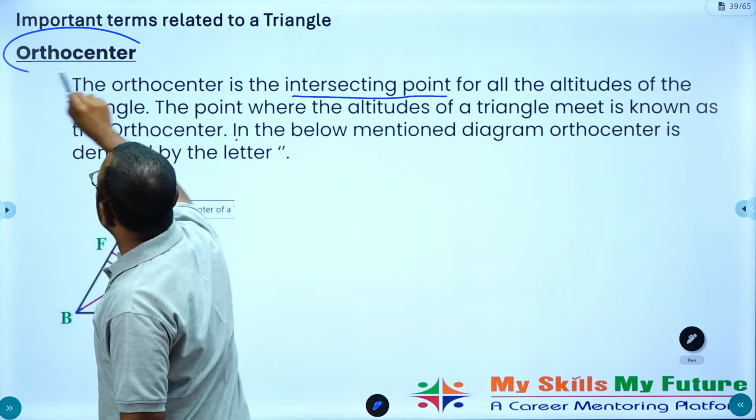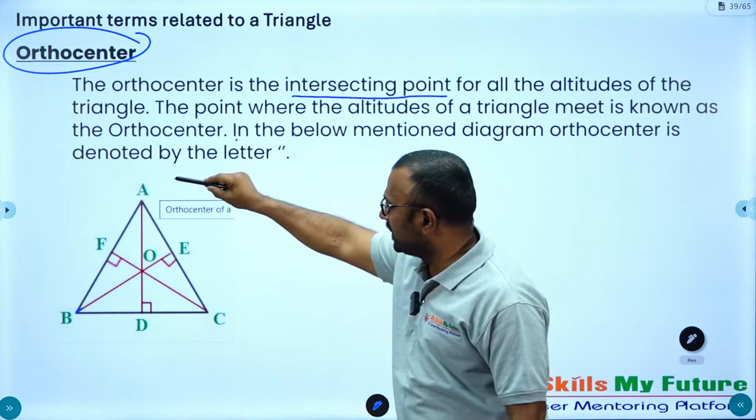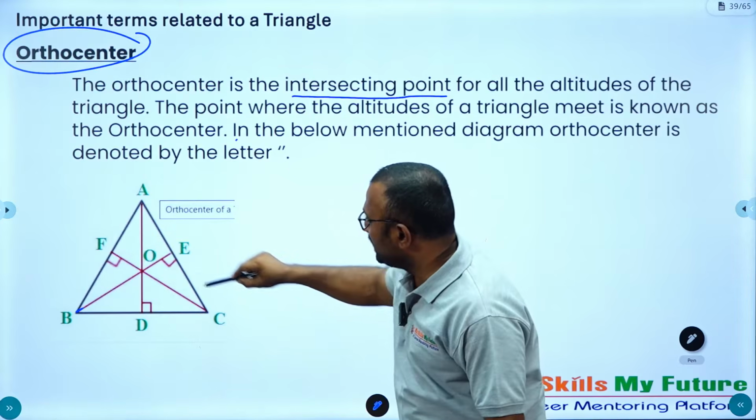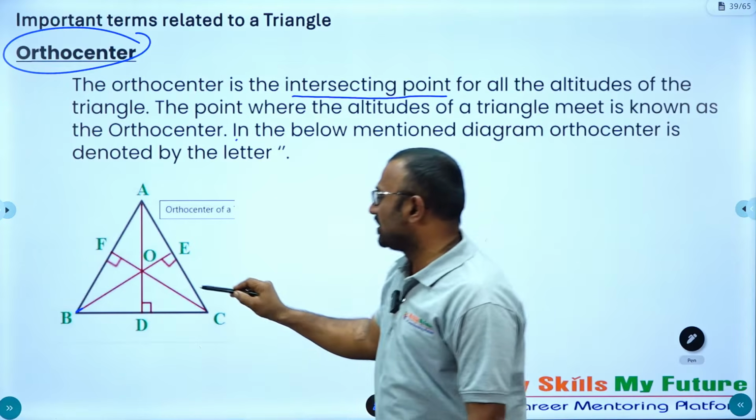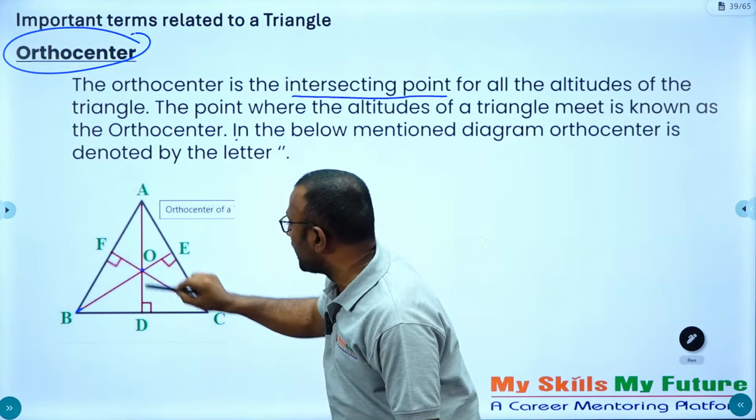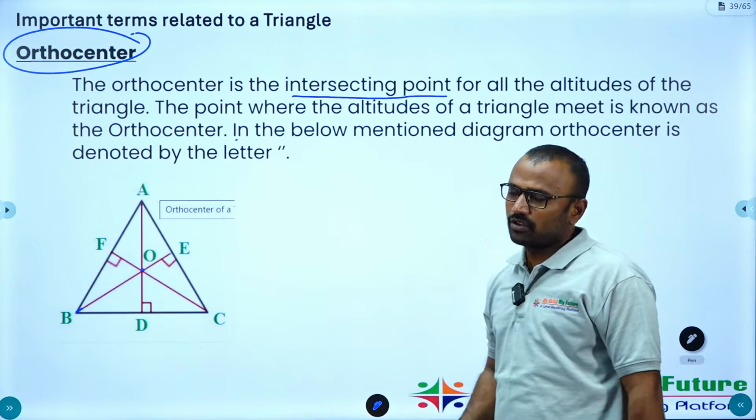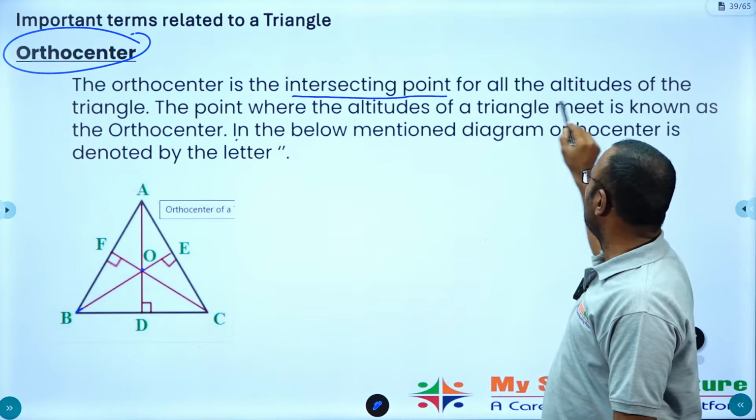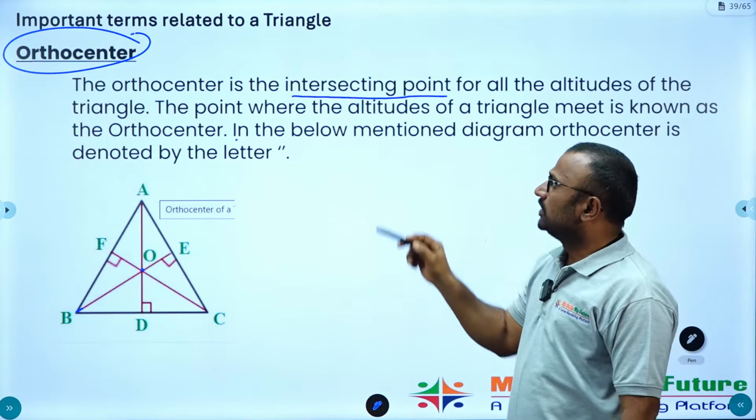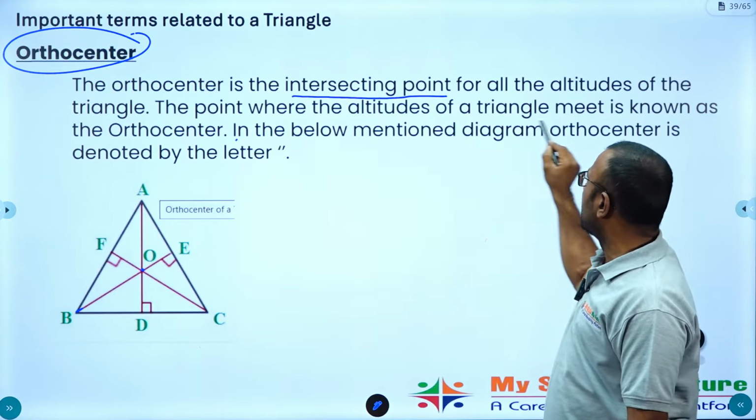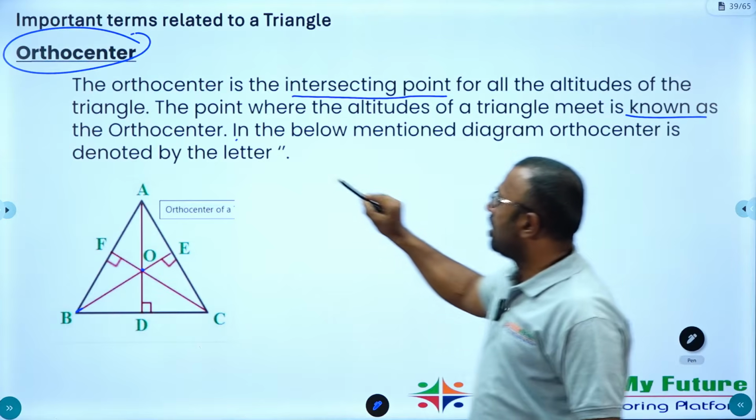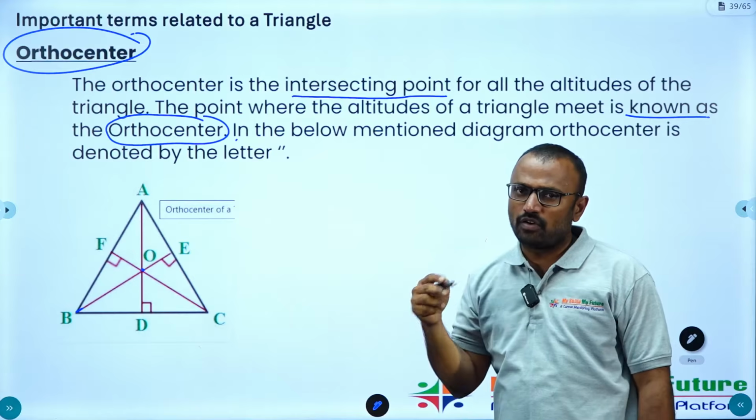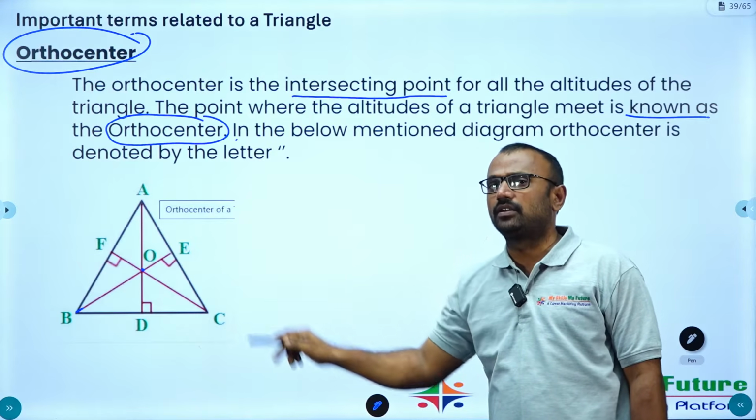Next, orthocenter. So what is orthocenter? If you see here, AD is an altitude, BE is an altitude, CF is an altitude. The intersection of these altitudes is known as the orthocenter. The point where the altitudes of the triangle meet is known as the orthocenter.